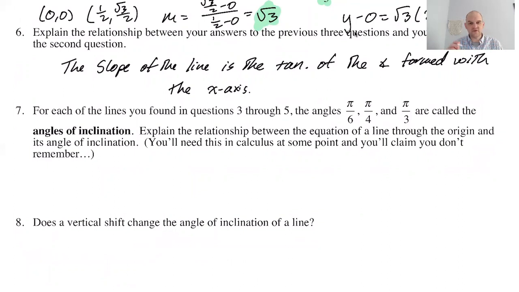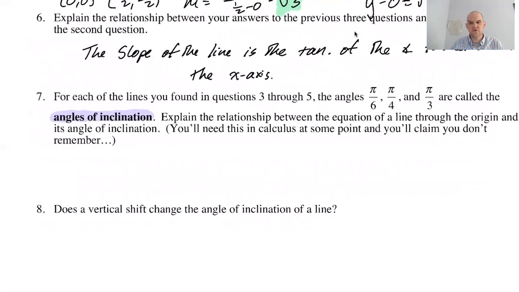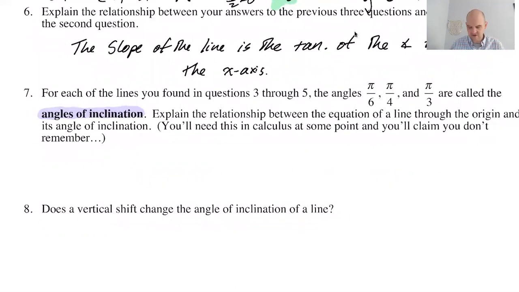For each of the lines you found in question 3 through 5, the angles pi over 6, pi over 4, and pi over 3 are called the angles of inclination, so that seems important. Angles of inclination, which a lot of people confuse with the angle of elevation. I bet there are a lot of people who don't know that angle of inclination is even a thing. But explain the relationship between the equation of a line through the origin and its angle of inclination. You'll need this in calculus at some point, and you'll claim you don't remember. Yes, that's definitely true.